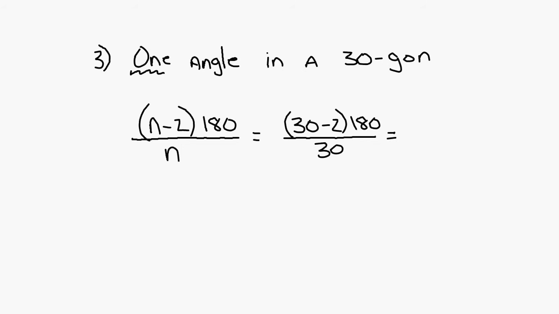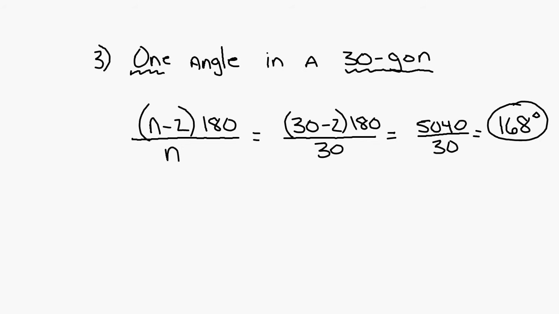In the numerator, you've got 28 times 180, which is 5040. In the denominator, you have 30, so just divide. And that's 168 degrees. So each angle inside a regular 30-gon would measure 168 degrees. It's the formula for the sum of the angles divided by the number of angles, and a 30-gon would have 30 interior angles.